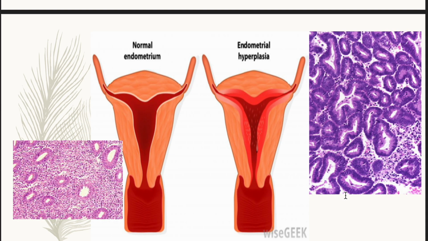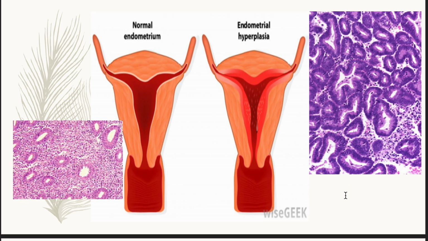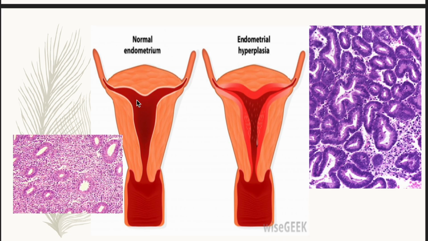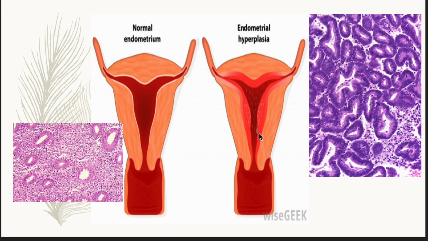So some keep bleeding continuously. So later on we will see, this is your normal endometrium, and this one has more cells because of exposure to estrogen. Later on we will look at this under the microscope. This is normal, and this one has a lot of glands, a lot of glands.